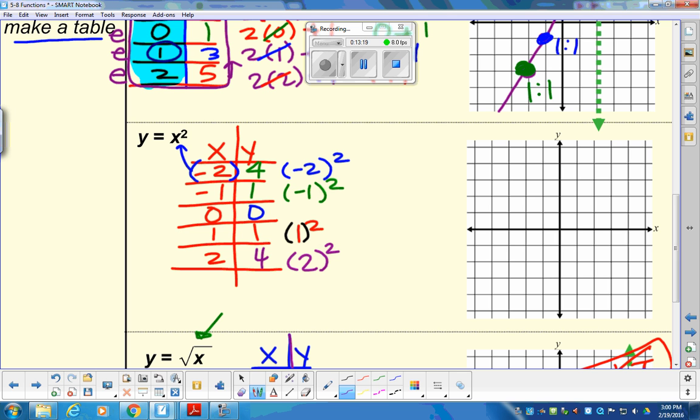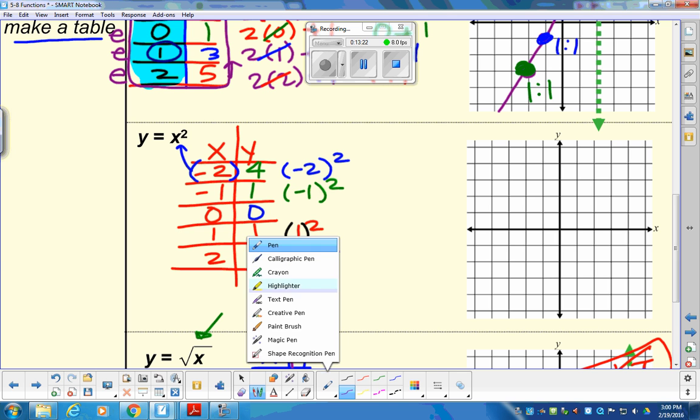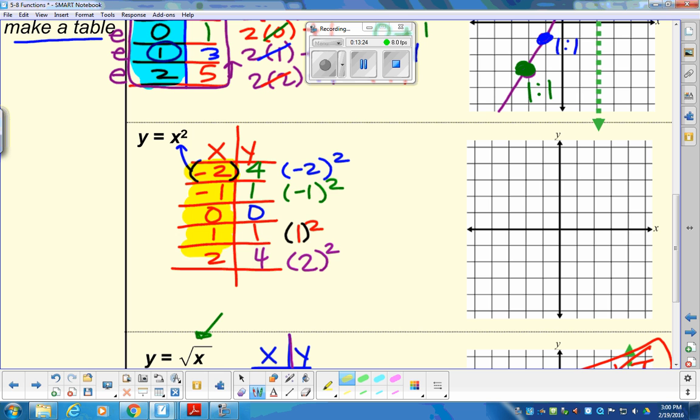So there's my table. I want to know if it's a function. Well, if I look at my x input values, they're all different. So yeah, it must be a function, but wait a minute. I'm the one that picked those values. You don't get to just assume that. So we go to graph it then.